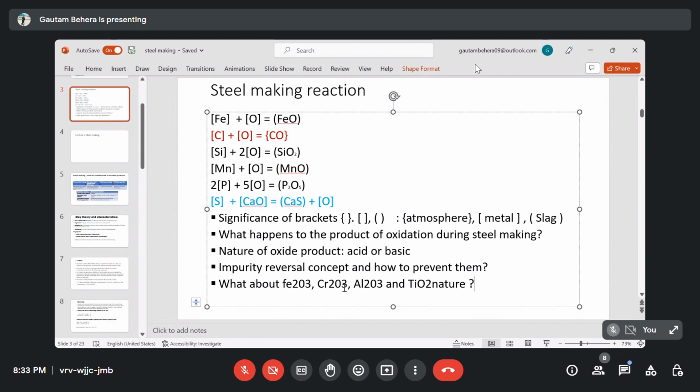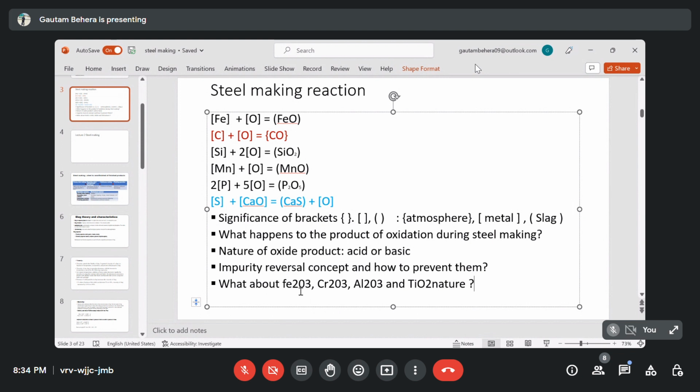Sir, in Fe2O3, Fe is two in number, and O is three in number. So of course this will be acidic, right? No, not exactly, because here iron is also in sufficient amount, right? That's why.